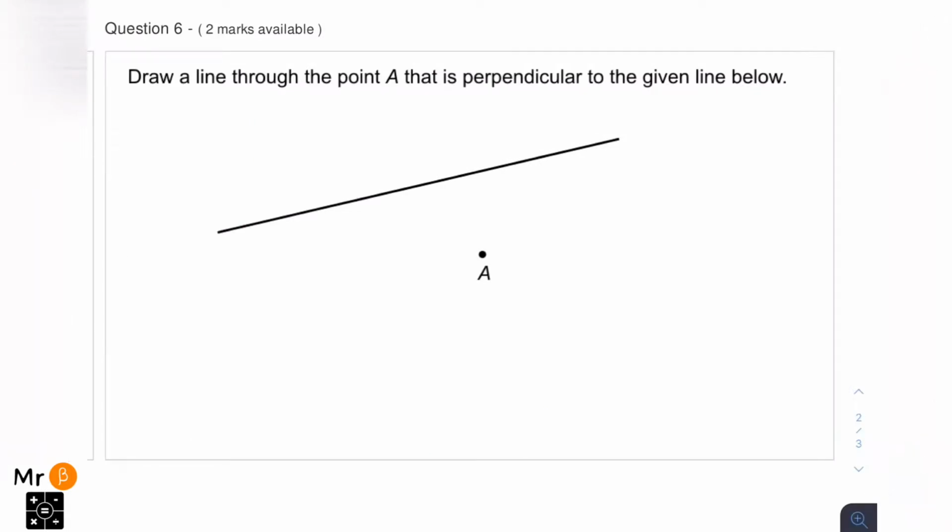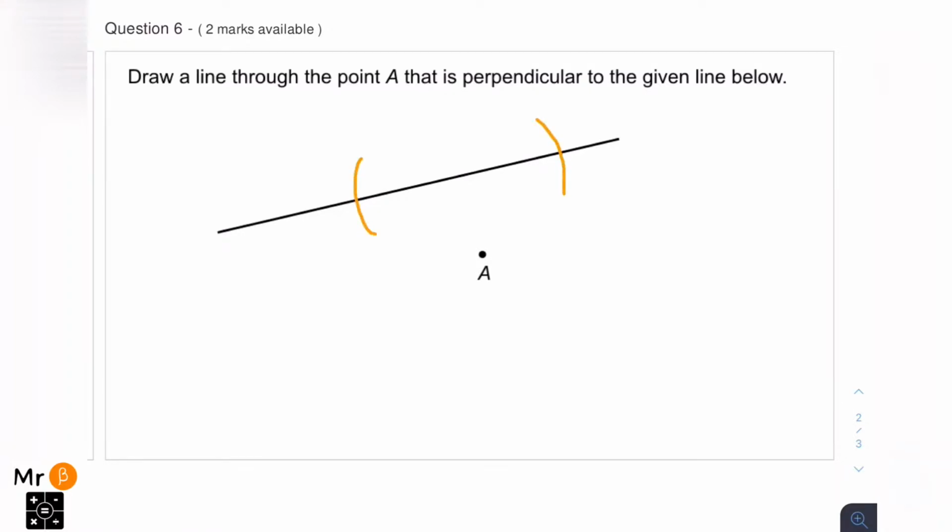Question 6. Draw a line through the point A that is perpendicular to the given line below. This is where you're going to need your compass, and what you're constructing is a perpendicular bisector from a point. I can't show you this using this software, however I'll try and talk you through the steps. So you want to put your compass, the sharp point, on point A. You're going to make sure that your compass is slightly bigger than the width to the line, and you are going to draw two arcs.